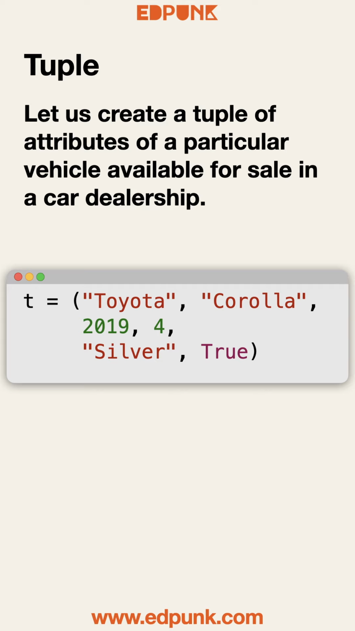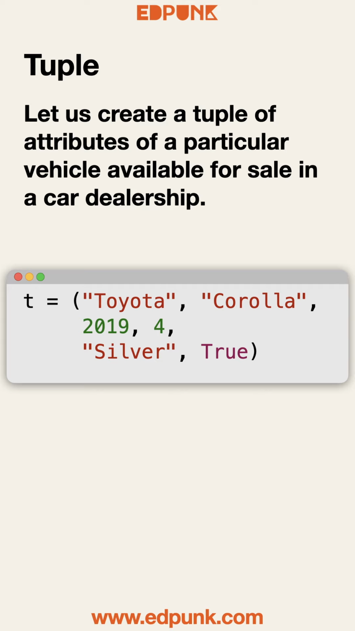The first item is the string Toyota, which represents the make of the vehicle. The second item is the string Corolla, which represents the model of the vehicle. The third item is an integer 2019, which represents the year when the vehicle was manufactured. The fourth item is an integer 4, which represents the number of wheels. The fifth item is the string silver, which represents the color of the vehicle. The sixth and the last item is the boolean value true, which represents that the vehicle up for sale is brand new.